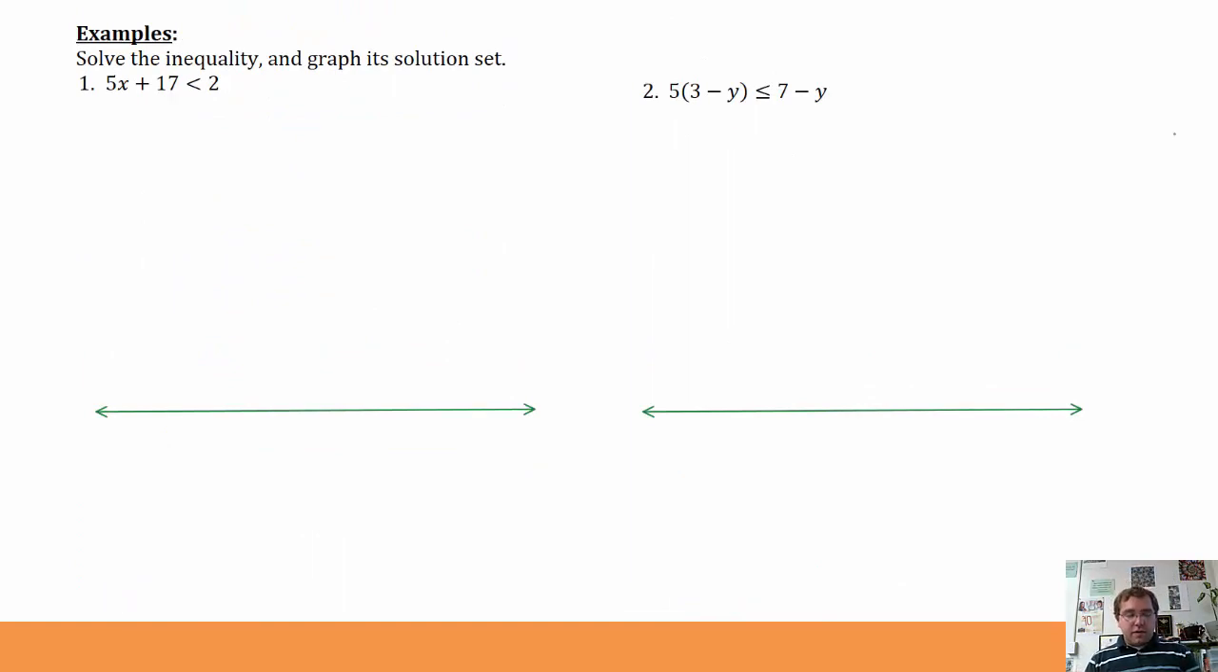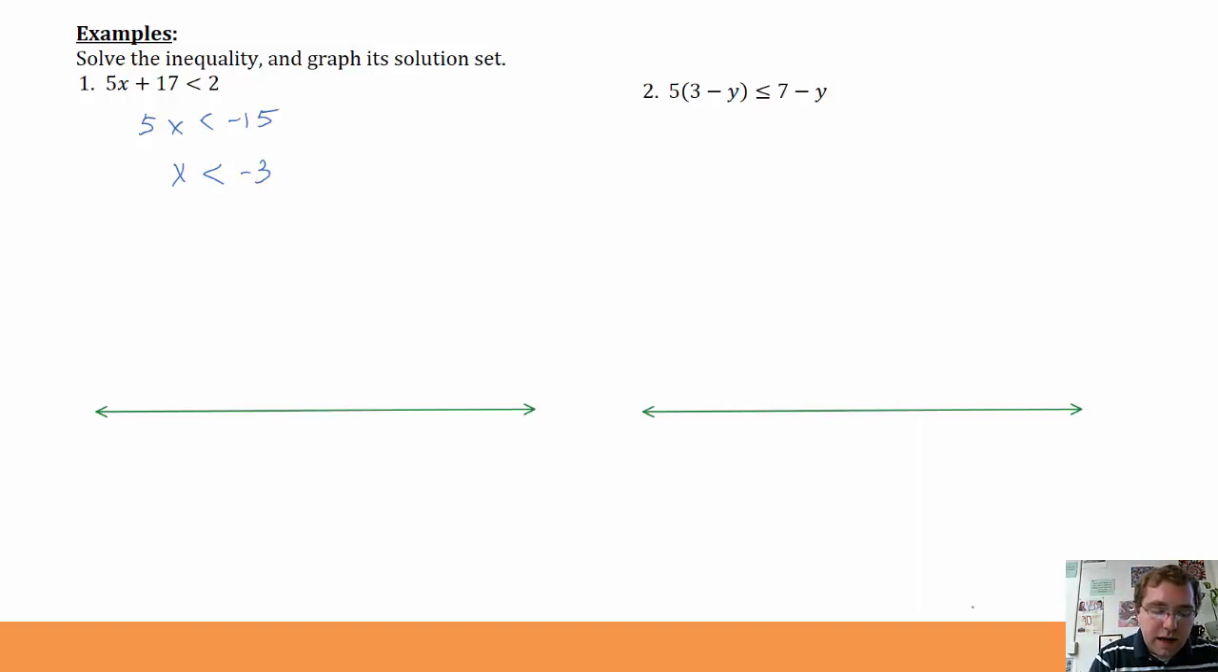Let's solve these inequalities. Number 1, 5x plus 17 is less than 2. We solve it like we do an equation, in that our goal is to get x by itself. So we can subtract the 17 from both sides to get 5x is less than negative 15, and then divide both sides by 5 to get that x is less than negative 3. So now we've solved that for x.